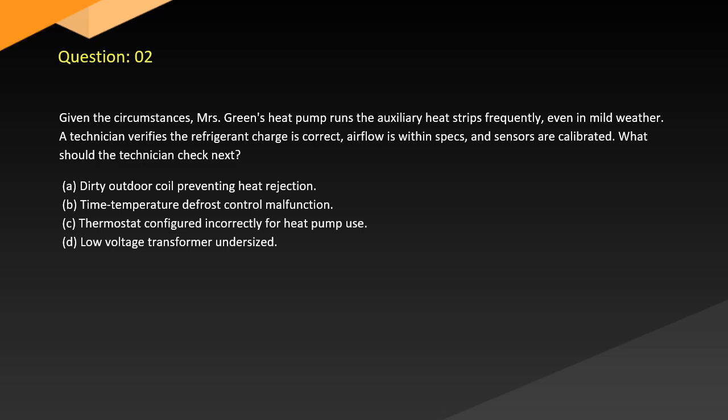Question 2. A customer's heat pump runs the auxiliary heat strips frequently, even in mild weather. A technician verifies the refrigerant charge is correct, airflow is within specs, and sensors are calibrated. What should the technician check next? A. Dirty outdoor coil preventing heat rejection. B. Time temperature defrost control malfunction. C. Thermostat configured incorrectly for heat pump use. D. Low voltage transformer undersized.